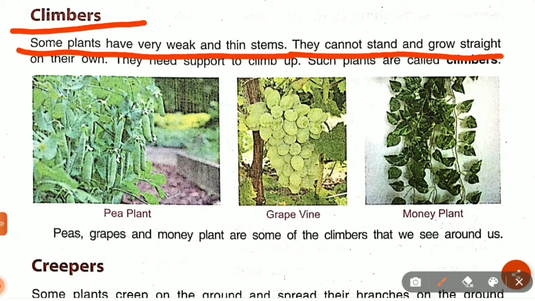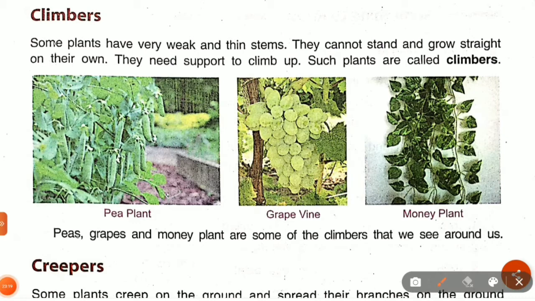See, we read about trees. Trees can stand. Next we read about shrubs. Shrubs can stand. Next we read herbs. Herbs can also stand. But climbers cannot stand, and they cannot grow straight. They need support to climb up. Such plants are called climbers.